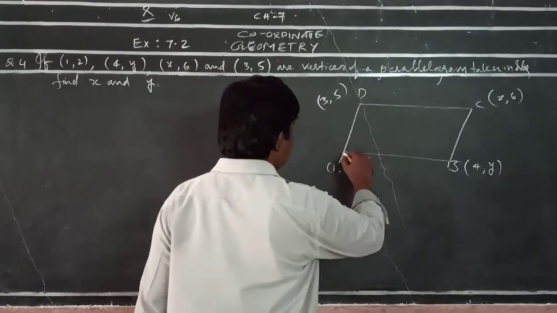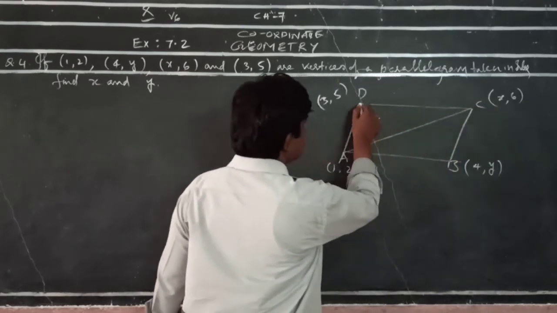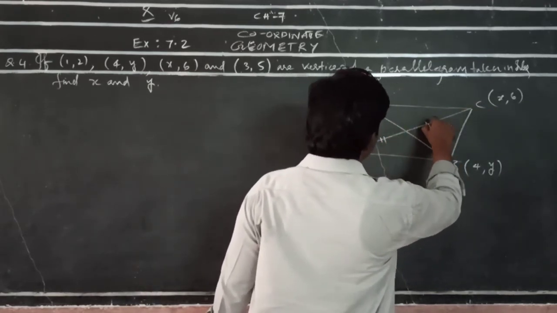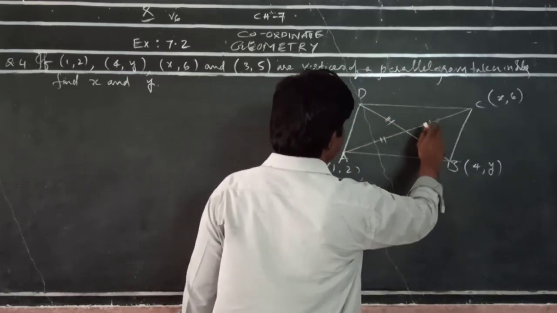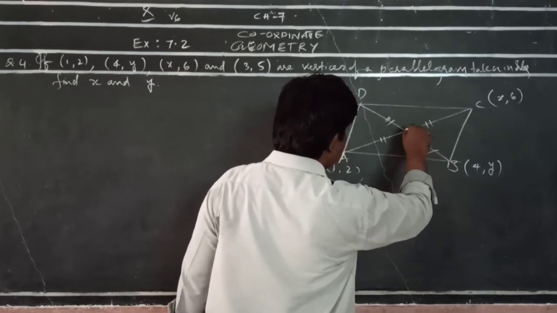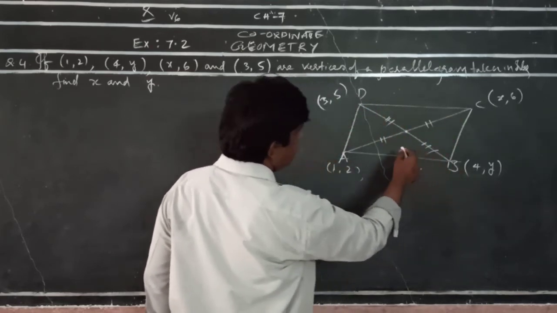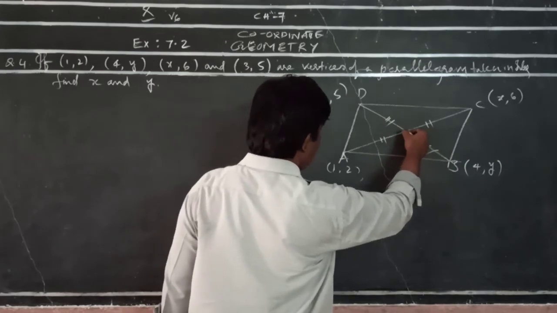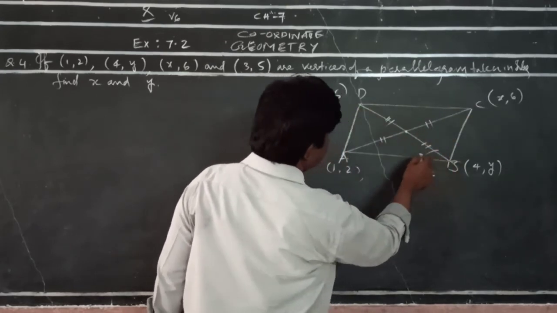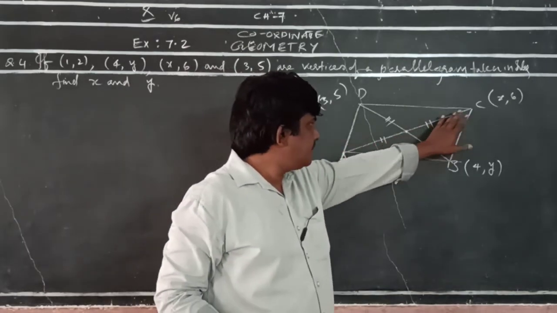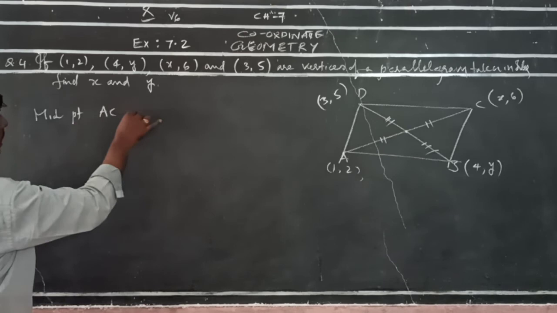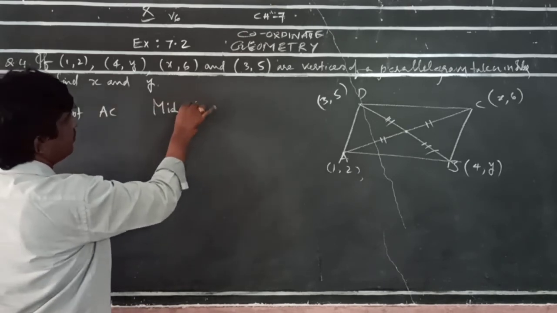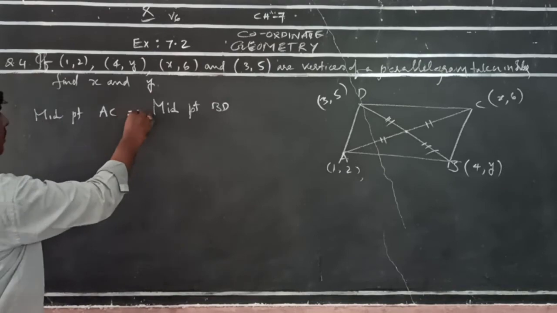Which means if we draw diagonals AC and DB, they mutually bisect each other. This measure is equal to this one, and this measure is equal to this one. Suppose this is the common point of both AC and BD. That means this point is the midpoint of AC as well as the midpoint of BD. So the midpoint of AC is the same as the midpoint of DB. What is the condition? The midpoint of AC and the midpoint of BD are both equal.